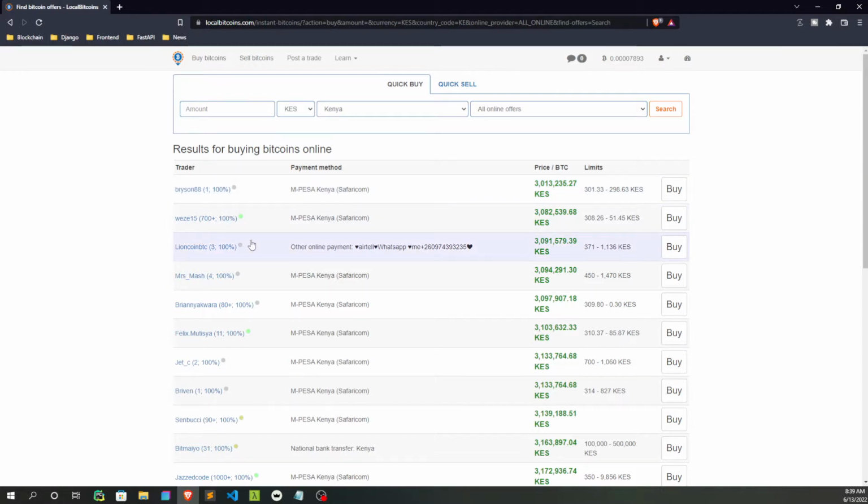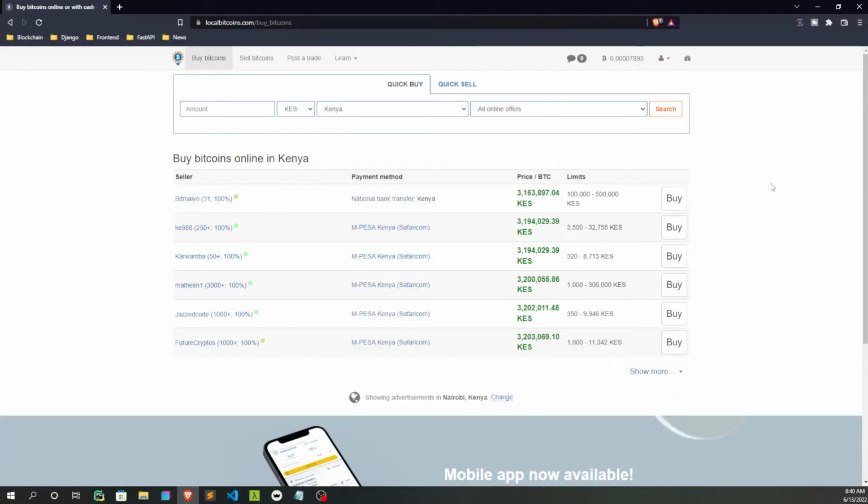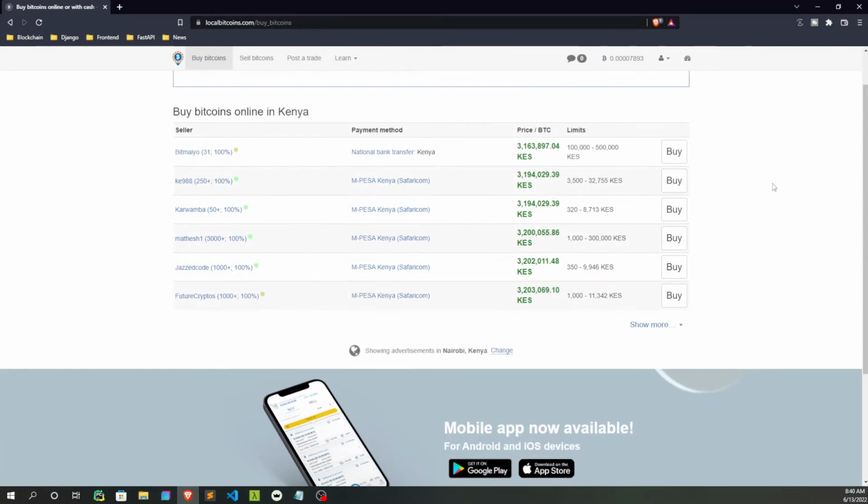Looking at another one, we have this user. They have over 700 completed trades with 100% completion. Now this is a better user compared to this one, because they've been here longer, they have completed more trades. But if you look at the volume, the limits, we have 308 to 51 Kenya shillings. They don't have enough of what we are trying to buy. The other ones, they're not available.